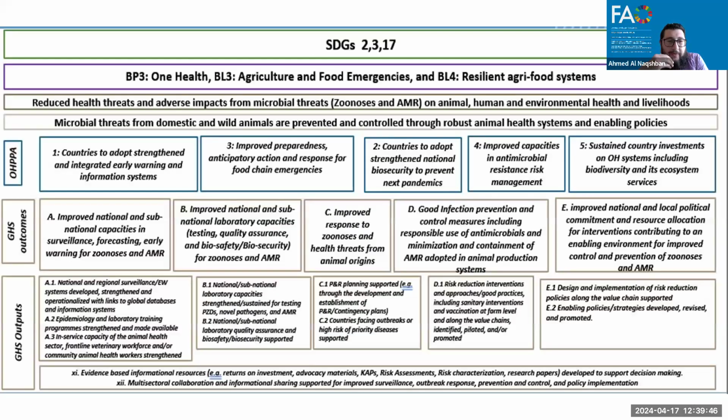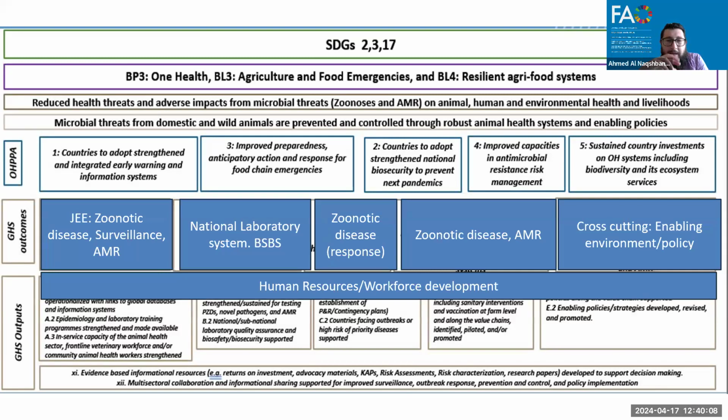Okay, so I'm going to be going into this. This is the framework for our global health security program. Essentially, it's made up of 5 outcome areas referring to improving surveillance, laboratory capacities, response, adoption of good practices, and policy and enabling environment. And this framework is aligned both to our corporate FAO results framework and to the JEE technical areas, so that we can use that as a way to support our program.